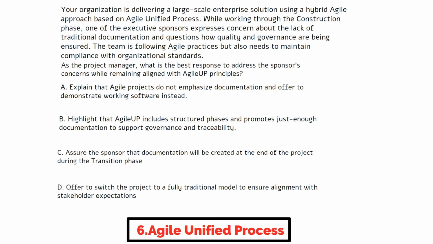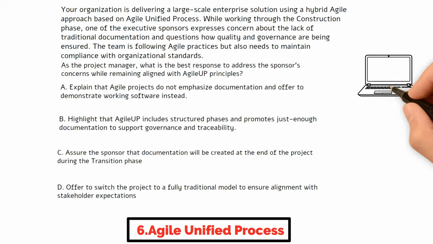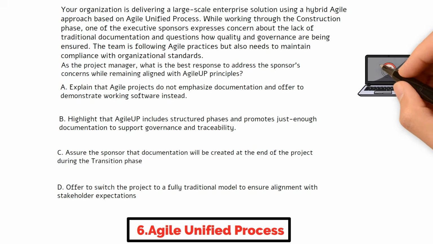A. Explain that agile projects do not emphasize documentation and offer to demonstrate working software instead. B. Highlight that AgileUP includes structured phases and promotes just enough documentation to support governance and traceability. C. Assure the sponsor that documentation will be created at the end of the project during the transition phase. D. Offer to switch the project to a fully traditional model to ensure alignment with stakeholder expectations. You can pause the video here if you need more time.